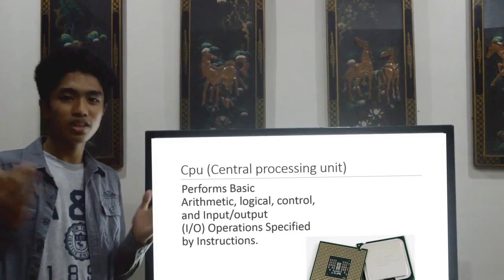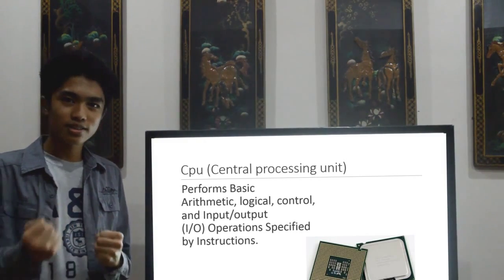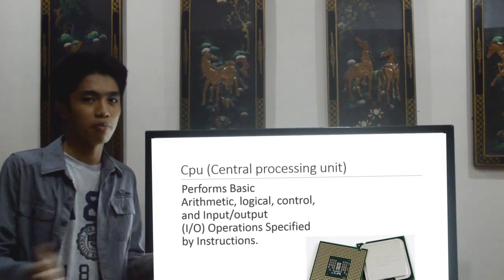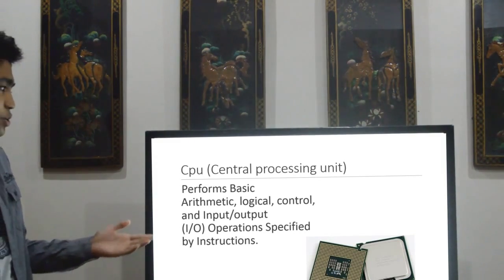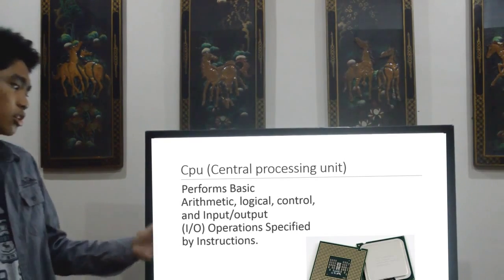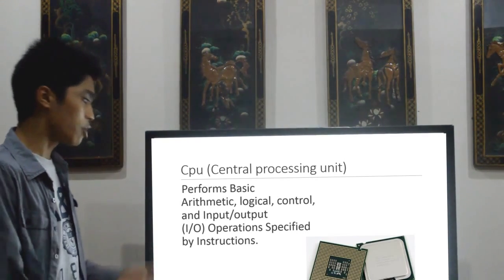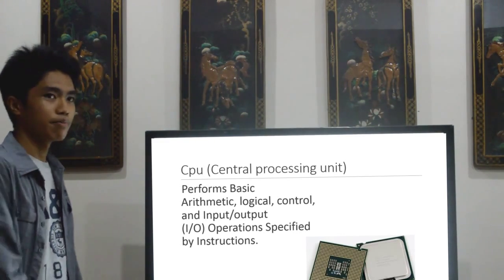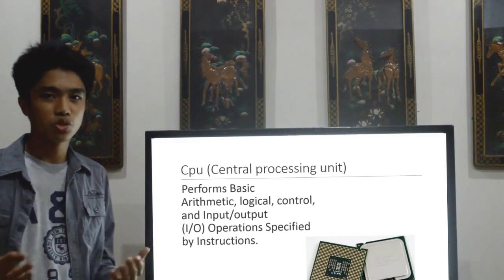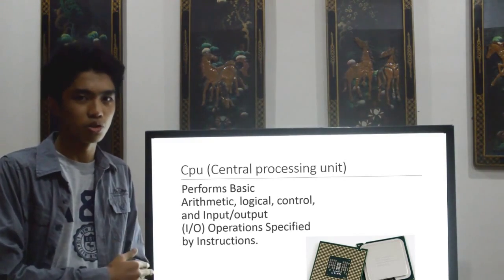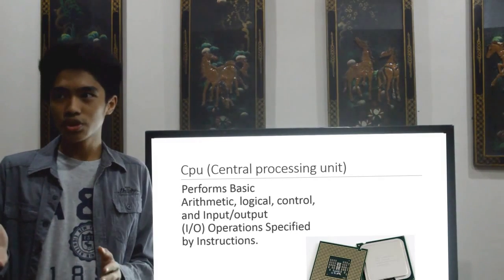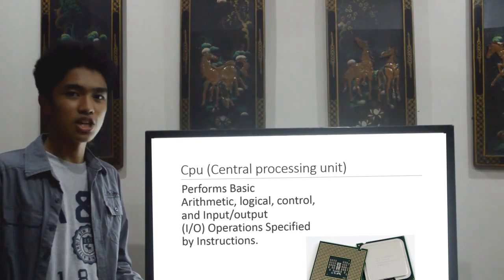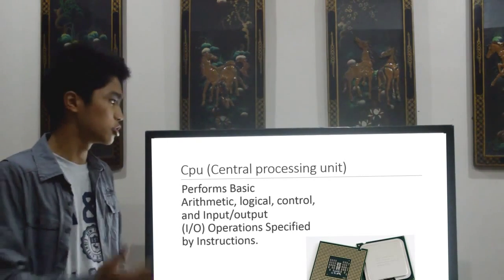Let's say the CPU is the whole brain of the computer. It takes every bit of information and processes it to become an output. The CPU performs basic arithmetic, logical control, and input-output operations specified by the instructions of the computer. Basically, everything that happens through the computer goes by the CPU. Everything from the user to the software to the applications used in the computer goes by the CPU.